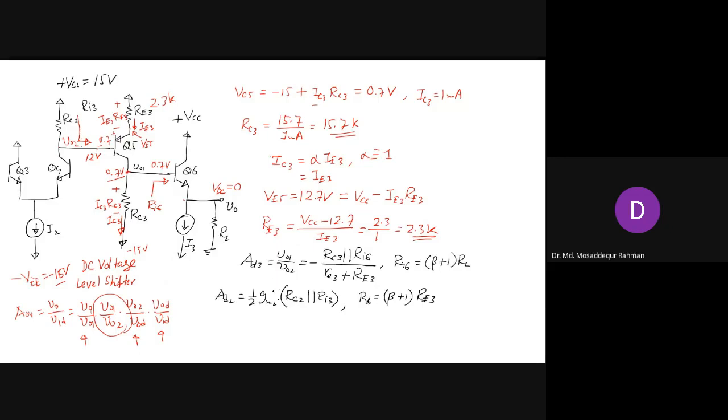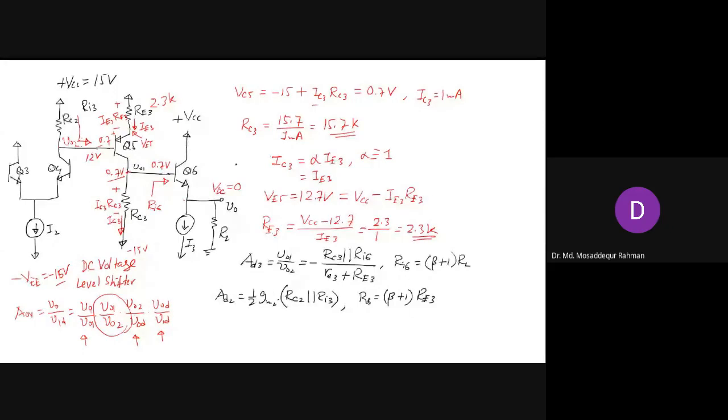Any questions, guys? No, sir. Okay, so that is the overall gain for this amplifier.